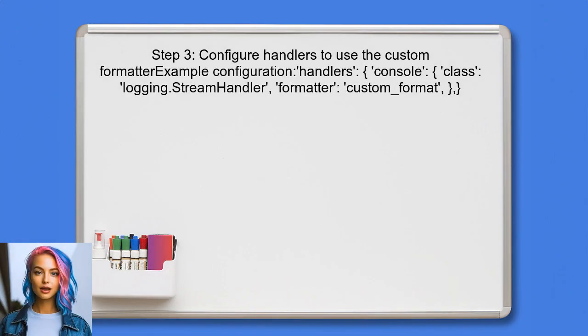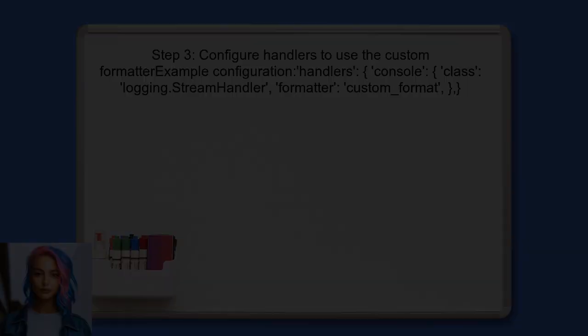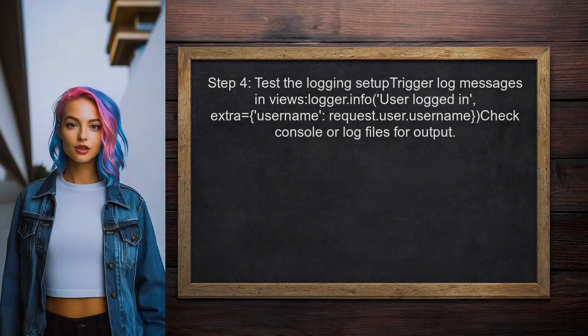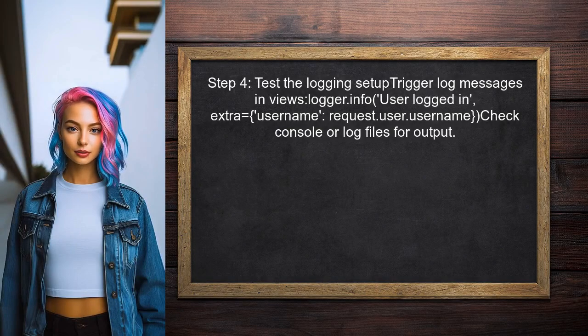Additionally, the user should ensure that the logging configuration includes the custom formatter for the appropriate handlers. This will allow the logs to display the username correctly. Finally, the user can test the logging setup by triggering log messages in their views. They should check the console or log files to see if the username appears as expected.